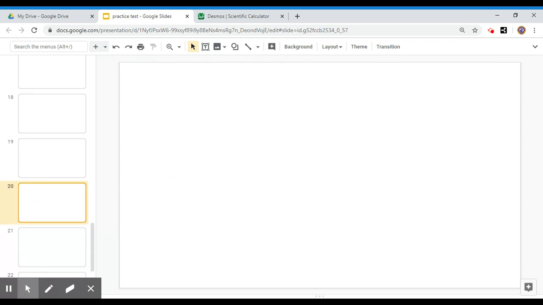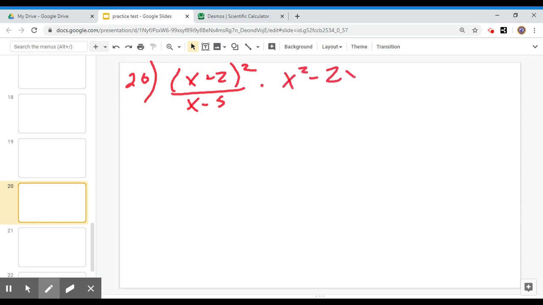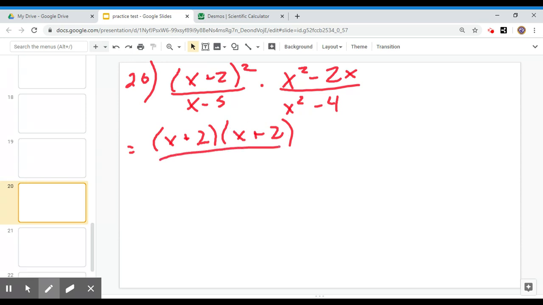All right, so for 20, there's a lot going on here. So for 20, we have x plus 2 squared over x minus 5 times x squared minus 2x over x squared minus 4. So first thing I want to do, I want to write that x plus 2 squared like this, just so it's really clear that we have 2 different factors of x plus 2 over x minus 5. Now we're multiplying these together, so we need to multiply the numerators.